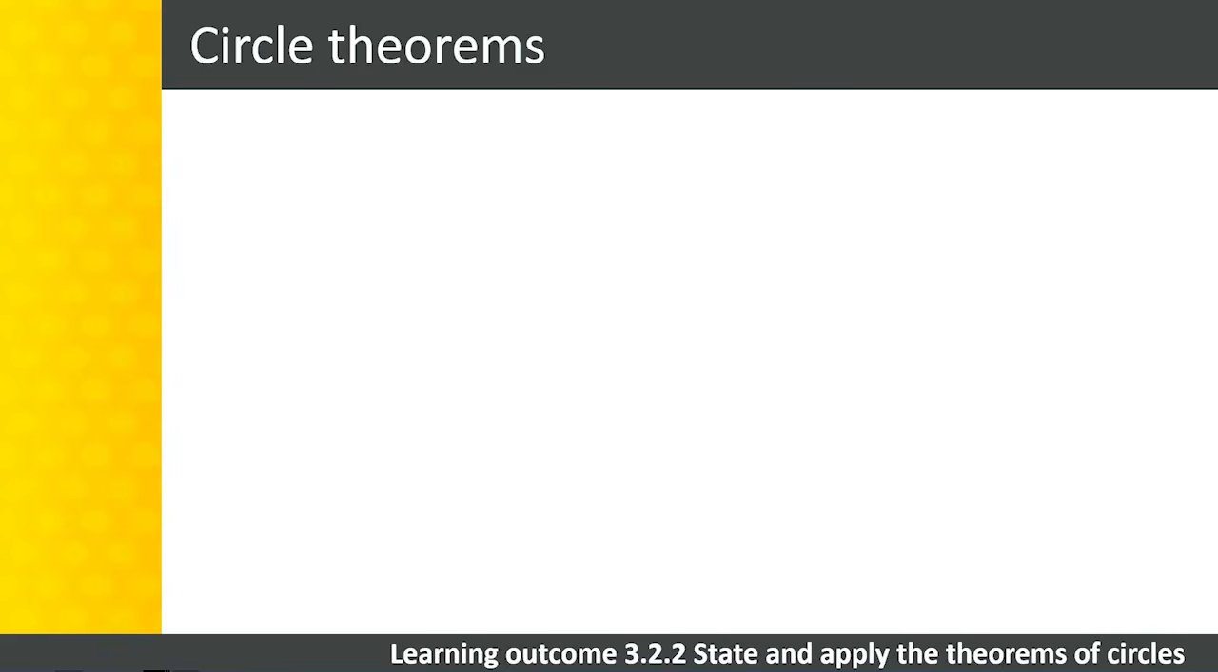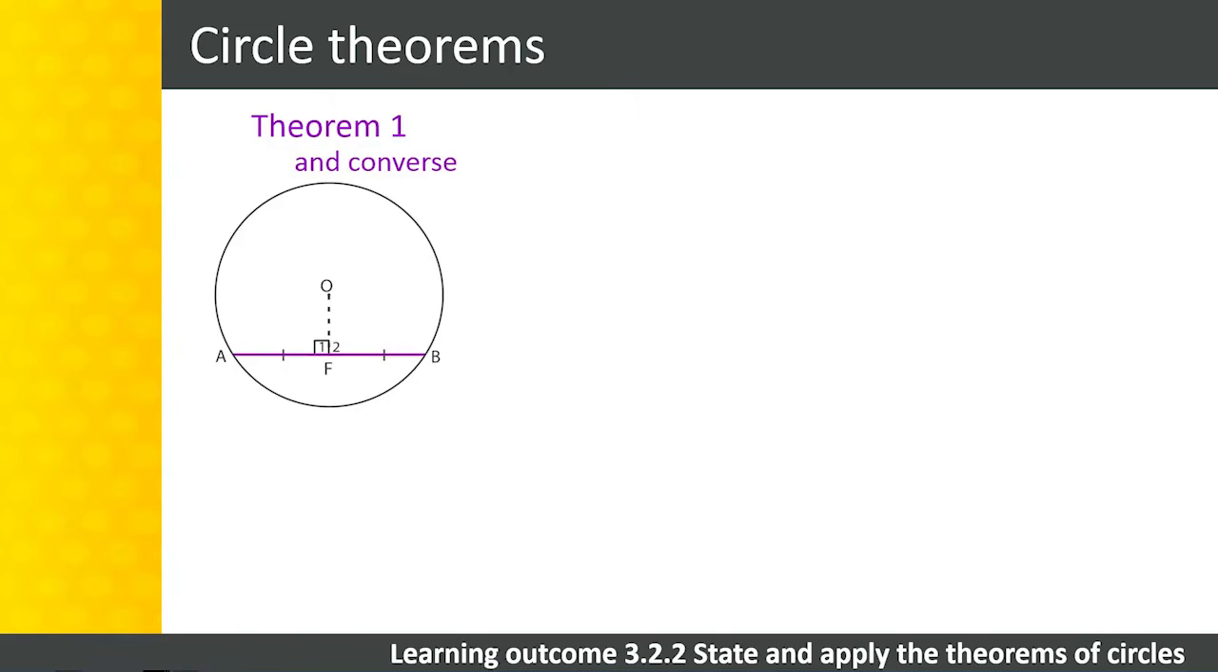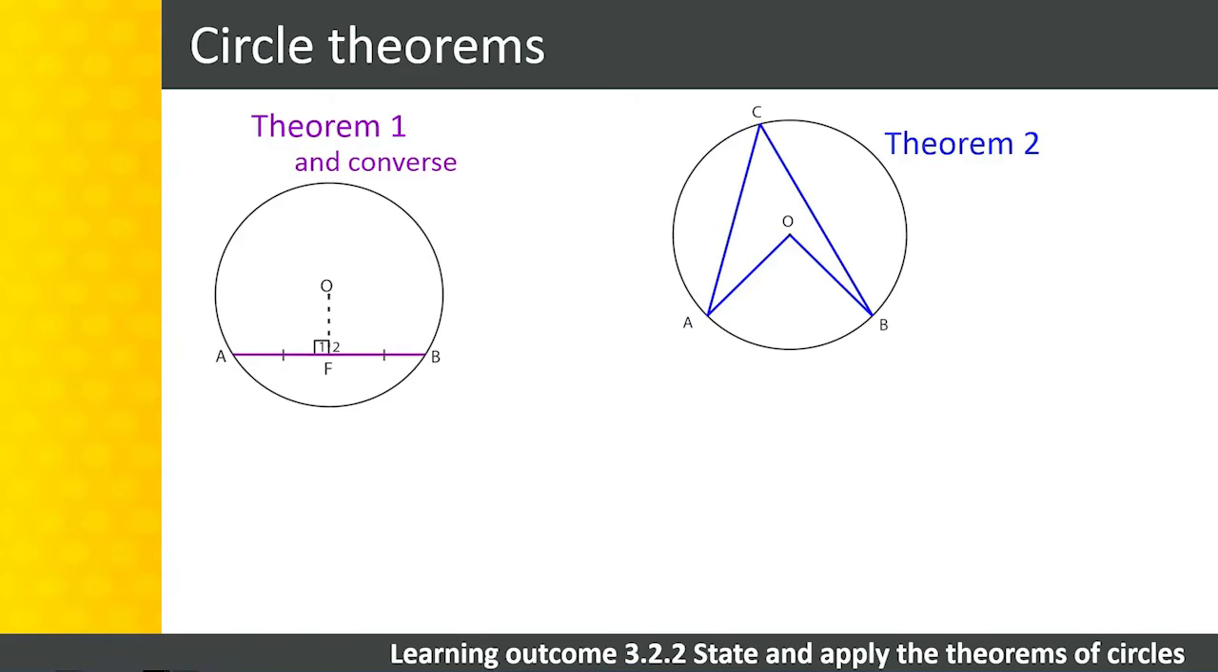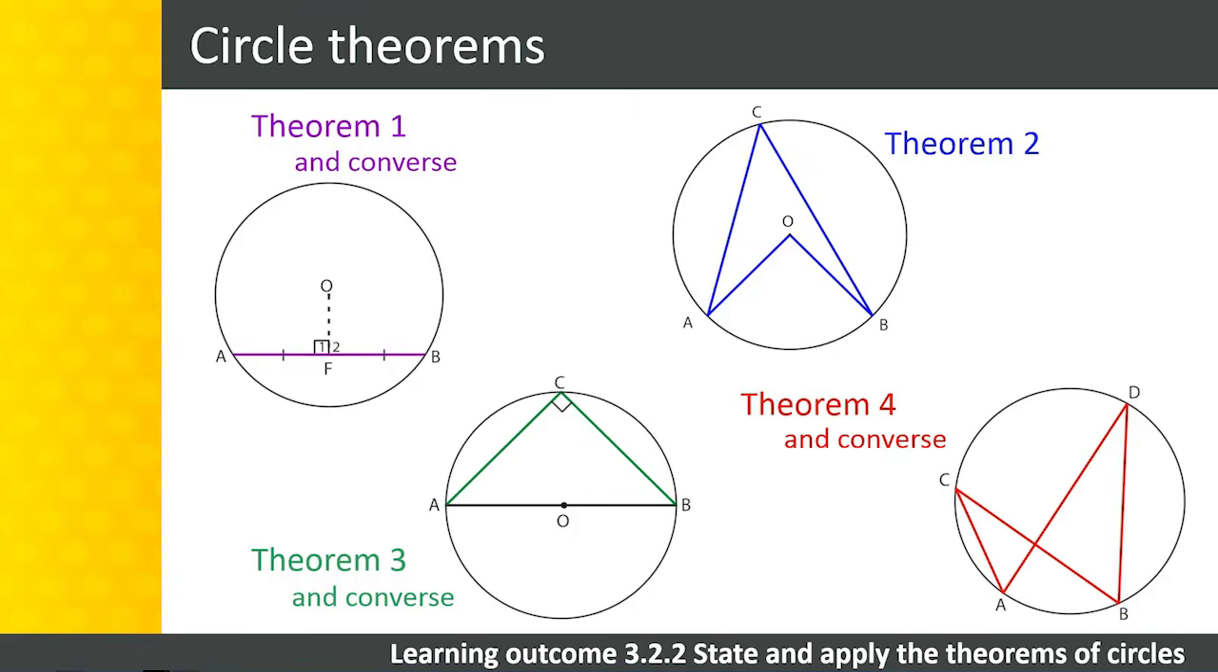We are going to start by working through the general circle theorems and their converses now. There are 7, including the converses. Theorem 1 and its converse. Theorem 2. Theorem 3 and converse. Theorem 4 and converse.